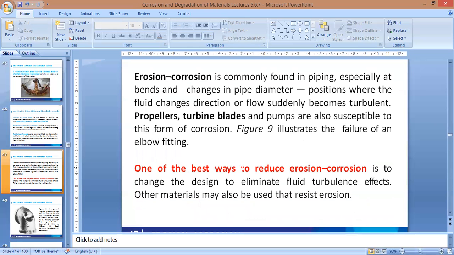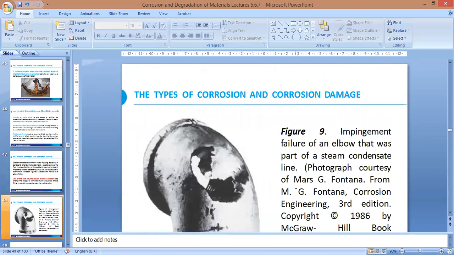So what is the best way to reduce this type of corrosion? How do you reduce it? You change the design to eliminate fluid turbulence effects. If you can change the design of your piping to eliminate fluid turbulence effects, for example, if the bending is unnecessary, try and make your pipes as straight as possible and avoid unnecessary bending of your pipes.